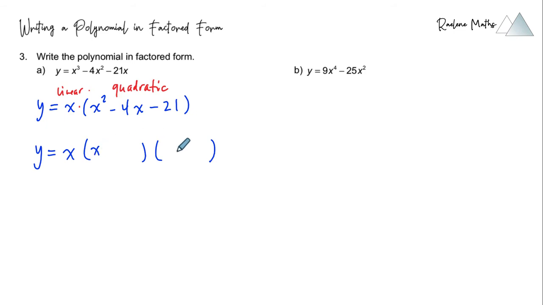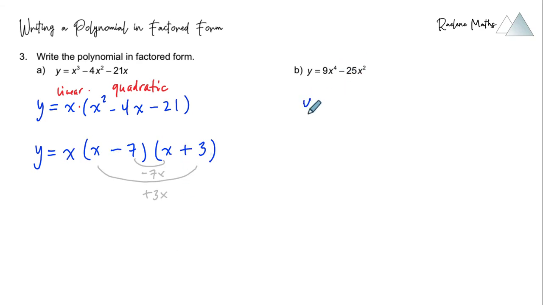x squared factors as x times x, negative 21 will factor into one positive and one negative number. And so the factors are going to be negative 7 times positive 3 to give negative 21. And then just to confirm, the middle term is going to give us positive 3x minus 7x for a total of negative 4x. And so we have the full factoring here, x times x minus 7 times x plus 3.